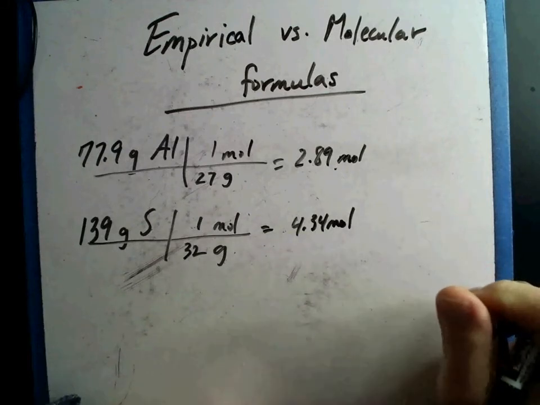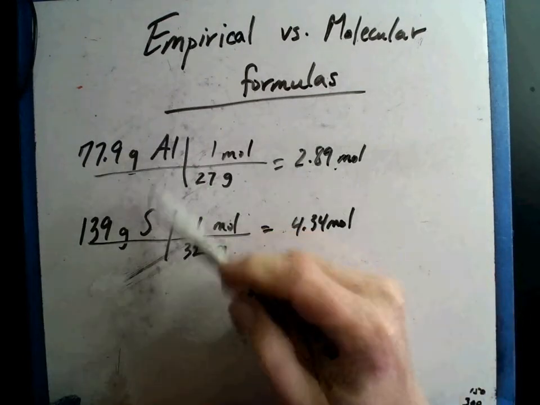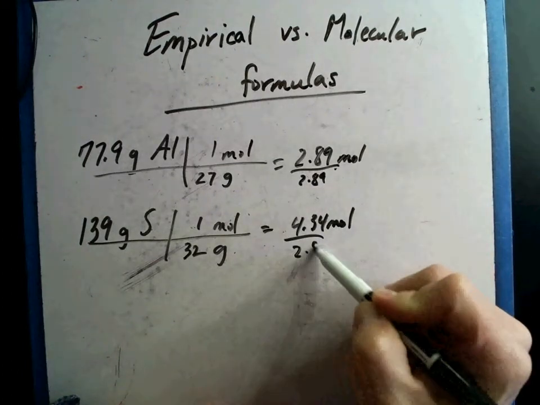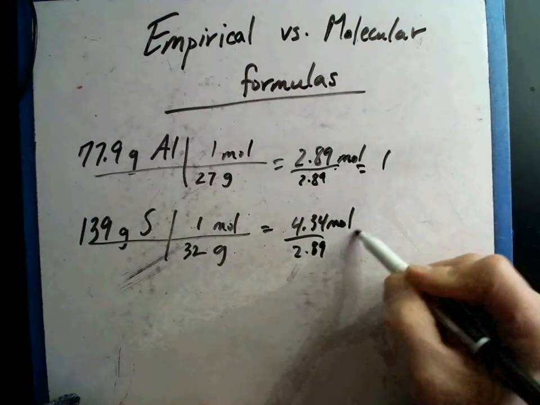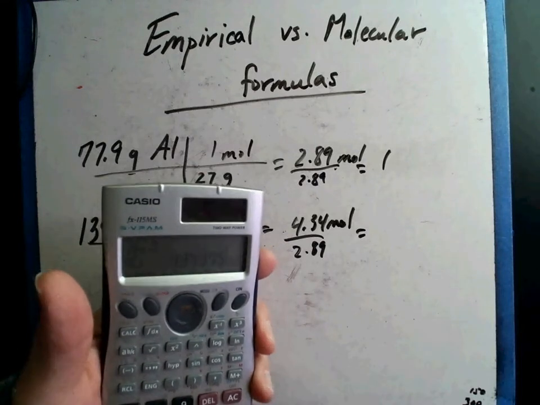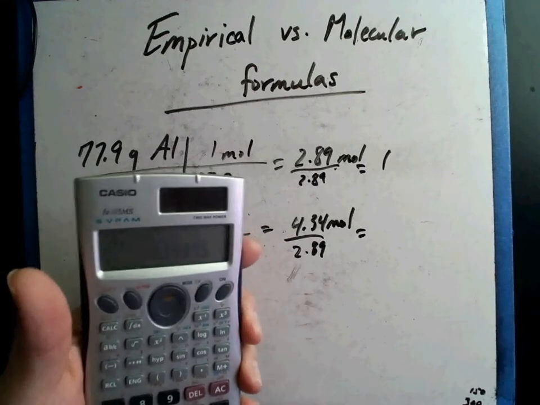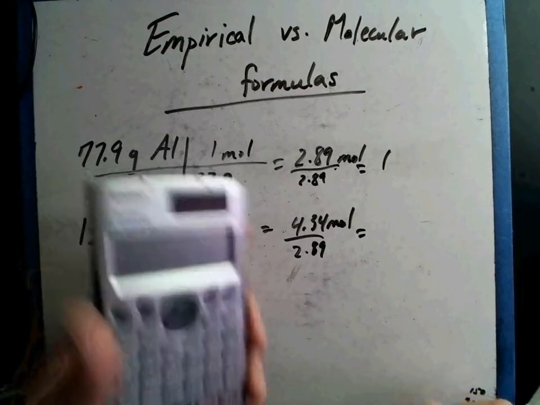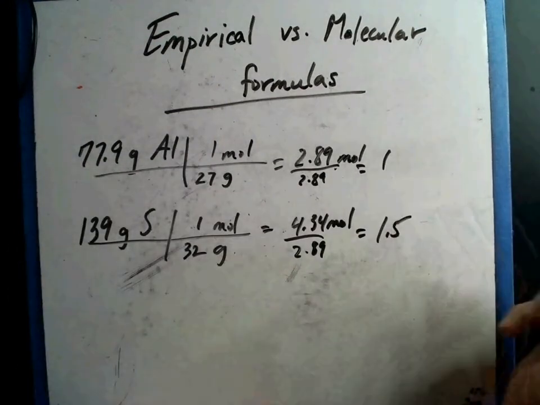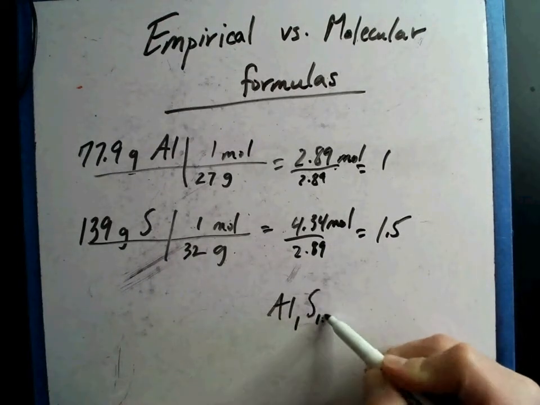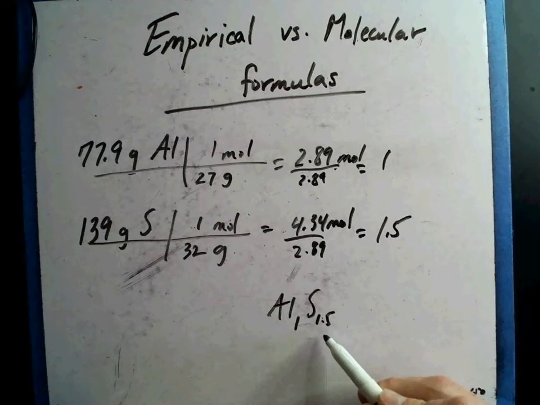Now, what do you do next? Well, you got to find out the ratio of that to that, so you find the smallest one, divide them both by 2.89. So that becomes 1. And 4.34 divided by 2.89 is exactly 1.5. So when I have 1.5, great. So the ratio should be Al1 to S1.5, but we know that we never have formulas that look like that.